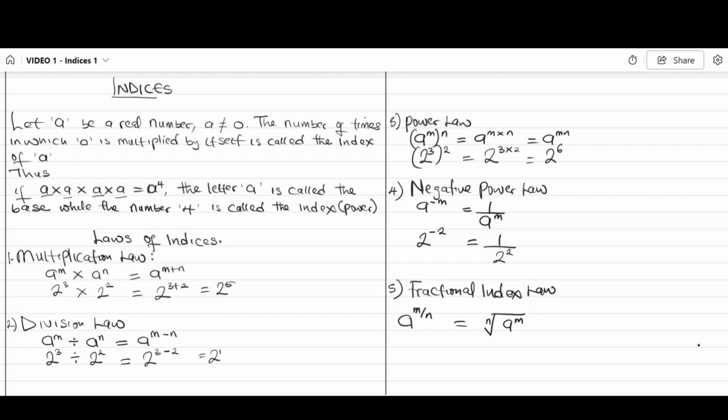So for example, if I have 2 raised to the power 2 divided by 3, we have a fractional index. We are saying that the numerator, being 2, is the power and the denominator, being 3, is the root. So I will have this written as the cube root of 2, all raised to the power of 2. So this is known as the fractional index law.